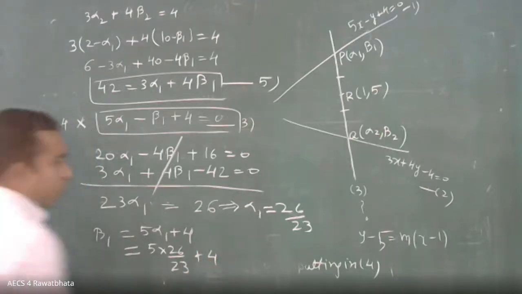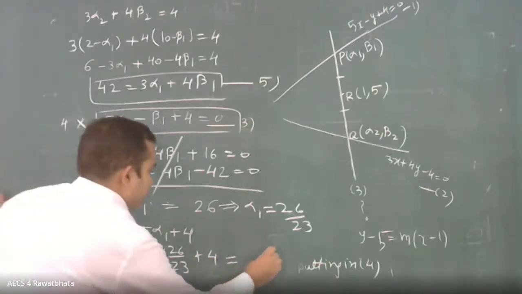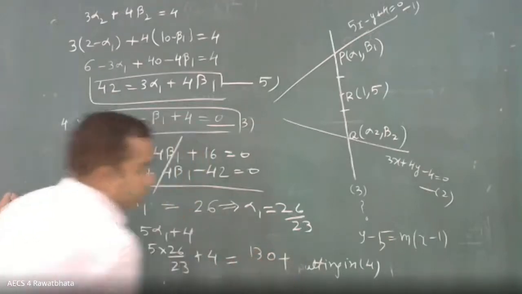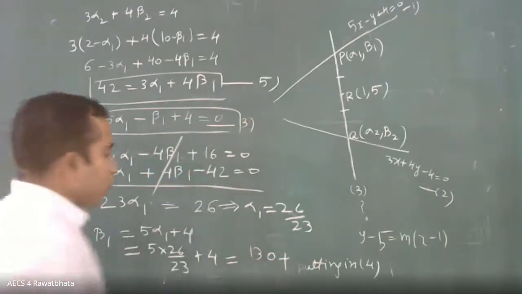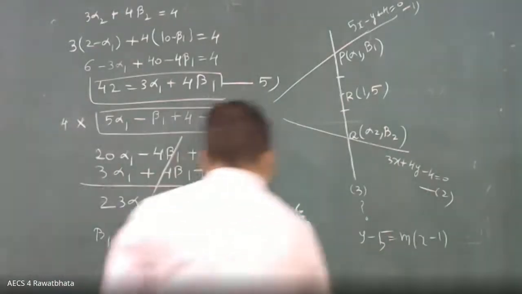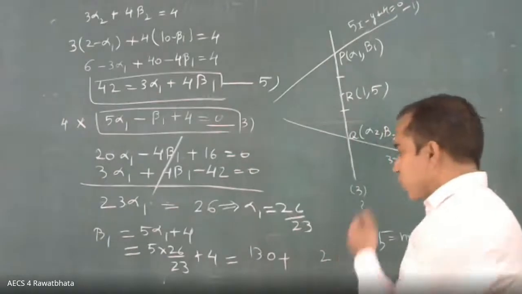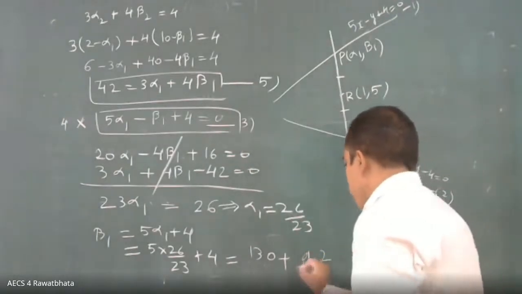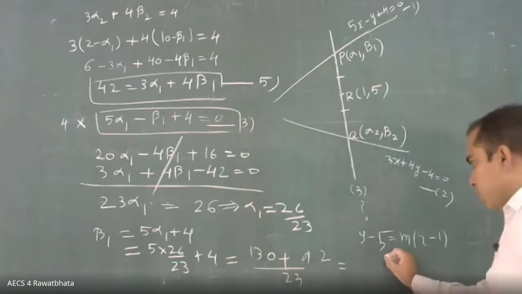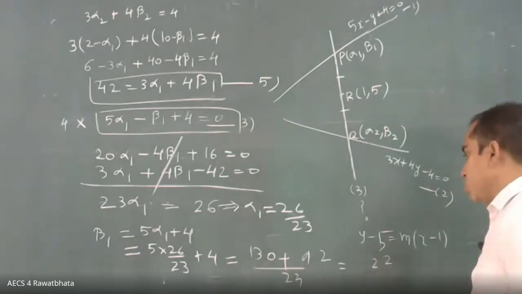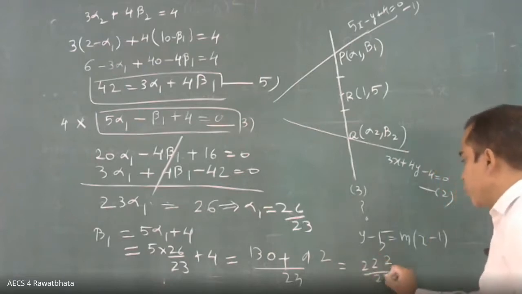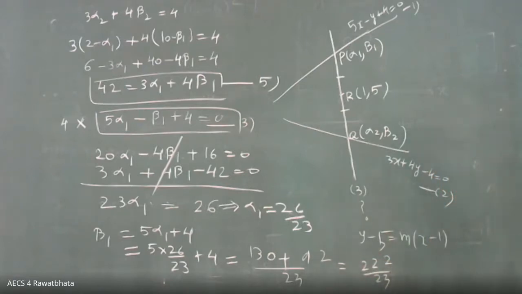So how much, students? 130 plus 23 into 4, how much? कोई हेल्प करो मेरी कैलकुलेशन में स्टूडेंट्स. 4 3 is 12, 92. This will be 222 upon 23.